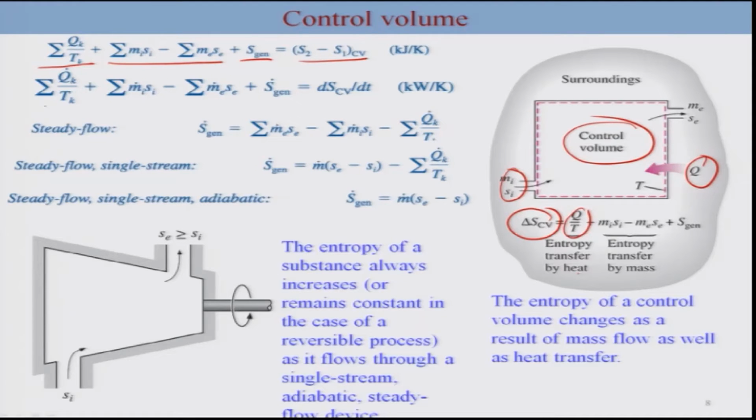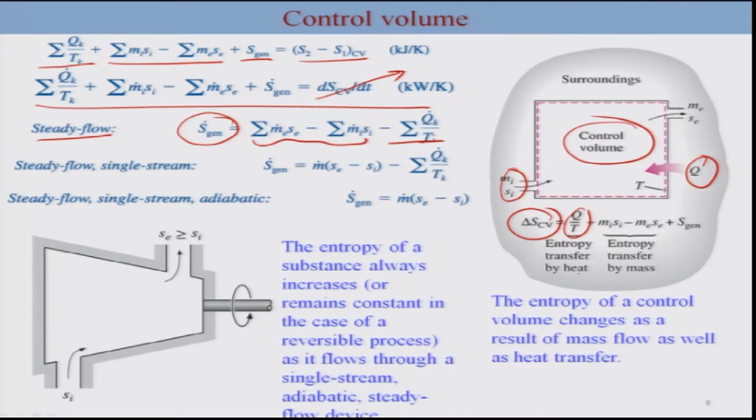You can write this expression in terms of rate. For the case of steady flow, this dS CV by dt is going to be 0, and thus your S generation can be written as your exit entropy due to mass minus inlet, minus the heat contribution, or the entropy due to the heat interaction. For the case of a single stream, you can write a much simpler expression. If it is adiabatic, that means the heat term is 0.